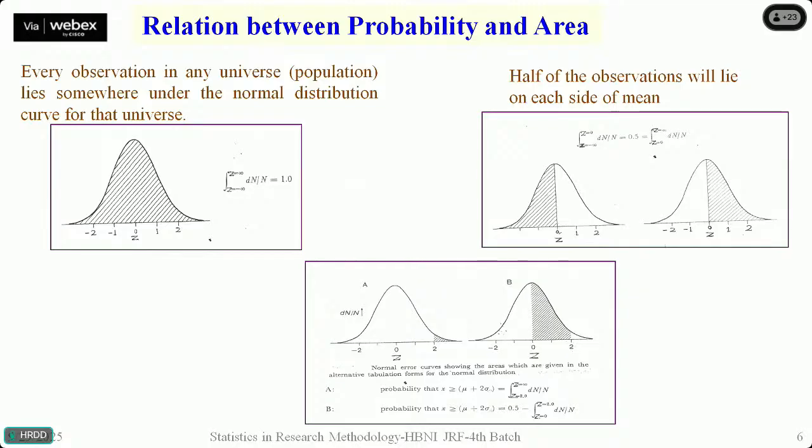In the lower figures, there are different types of representations. First one is the total area. Second one is lower half. In the second one, the right part is upper half shaded. In the figure on the lower part, there are two, A and B.